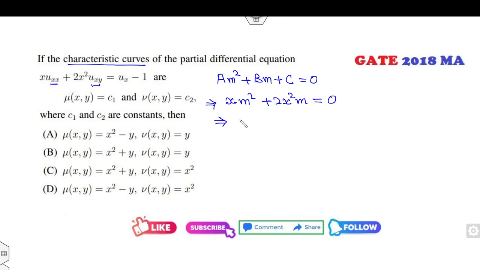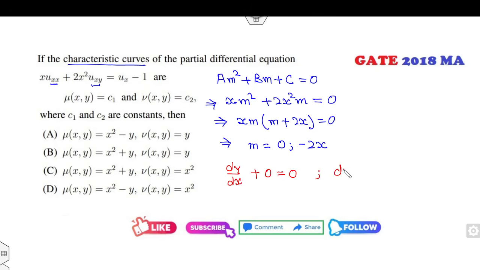Now can you solve them? x will be common, m will be common: m times (m plus 2x). Since x can never be 0, what is the value of m? Either m is 0 or m is minus 2x. So my characteristic equations are dy over dx plus m1 is 0 and dy over dx plus m2 is 0. From this case, I can easily say y equal to a constant is my first solution.